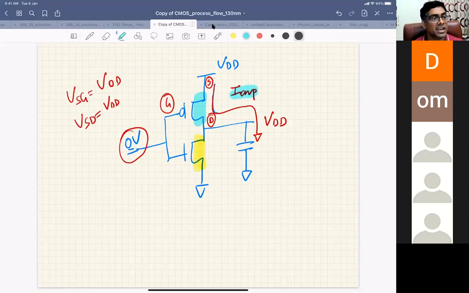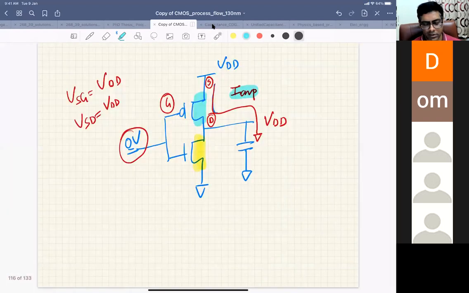So if you want high speed circuits with very little delay, say your microprocessor is operating at 3, 4 or 5 gigahertz, that means how fast your output node is charging or discharging. In that respect, your on current is very important, and you want your on current to be very high.